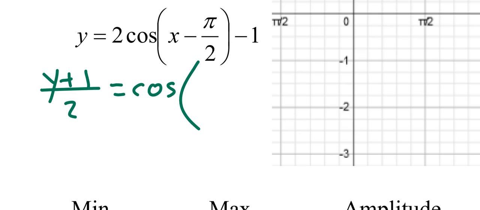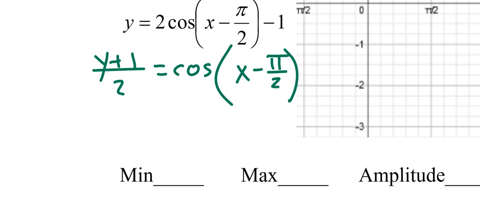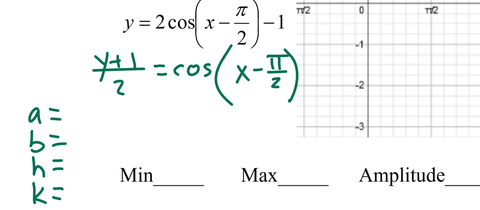Is there anything that I need to do inside there to change the horizontal part to factored form, or is it good? It is good. It's good the way it is. Right? You should be able to identify A, B, H, and K. Do we have an A? Give me an A. 1. Give me a B. 2. What does that spell? AB, right? Okay. H. Pi over 2. K. Negative 1.